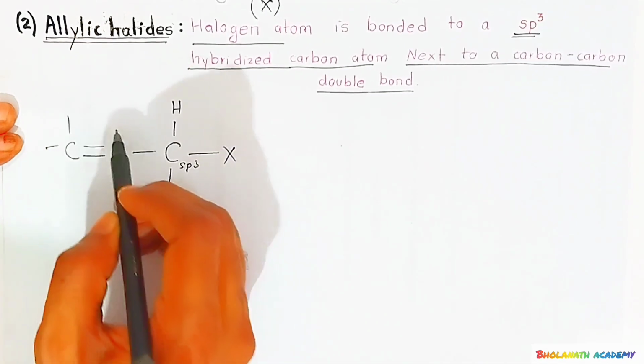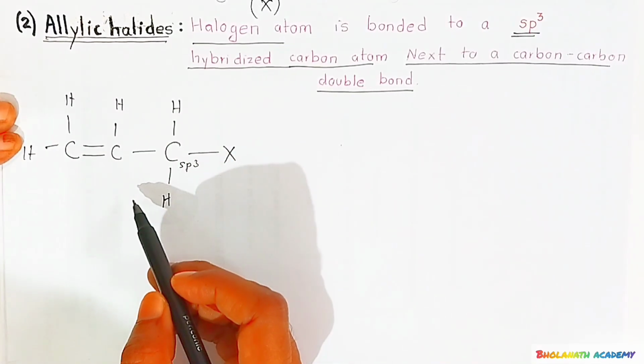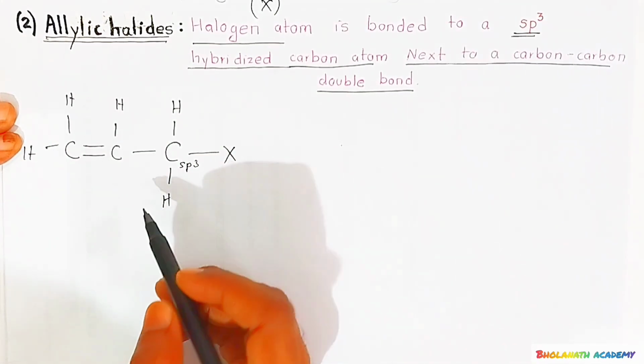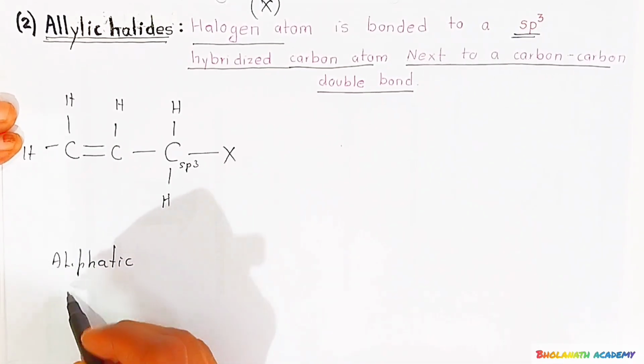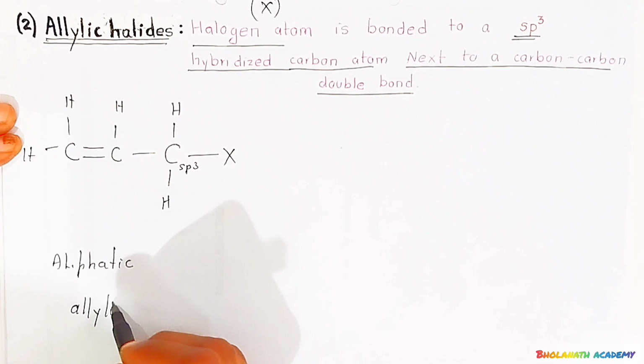Okay students, fill the valency. So this is the example, students, of an allylic halide. This is an aliphatic type of allylic halide.